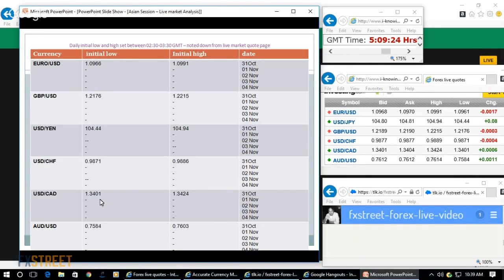Then in the case of Canadian dollar, 1.3401 is the low, 1.3424 is the high. They have not breached the low or the high. And Australian dollar, 75.84 is the low and 76.03 is the high. They just breached the high and went up to 76.14 and are still holding above that of 76.03, indicating they wanted to gain the levels.